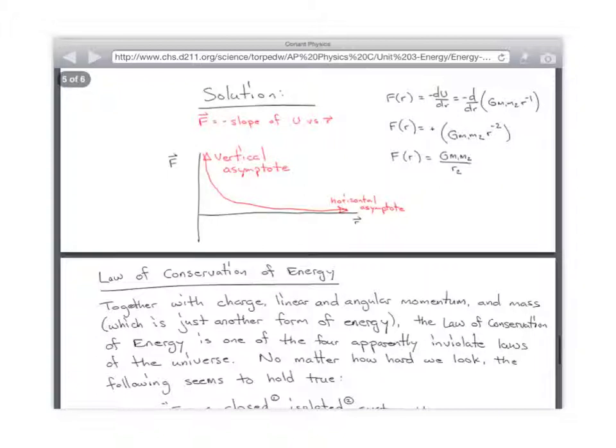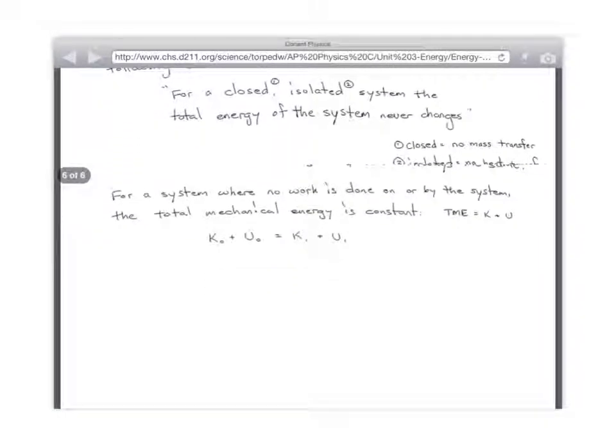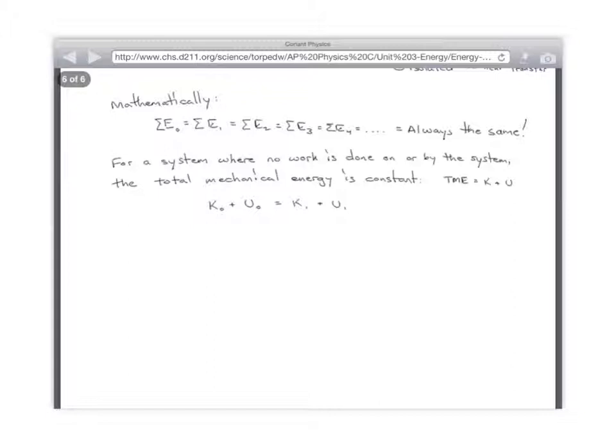As long as you have a closed, isolated system, the total energy inside the system can't change. It can only turn from one form to another. And you're used to this mathematically with this equation: the total energy before equals the total energy after. If there is no friction or heat or anything like that, we say the total mechanical energy is the same, which means the kinetic plus the potential equals the kinetic plus the potential.